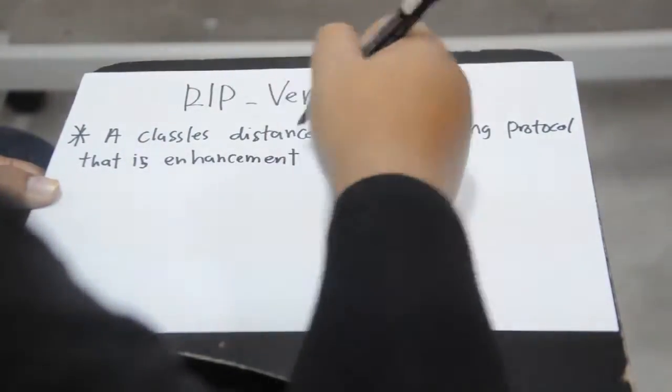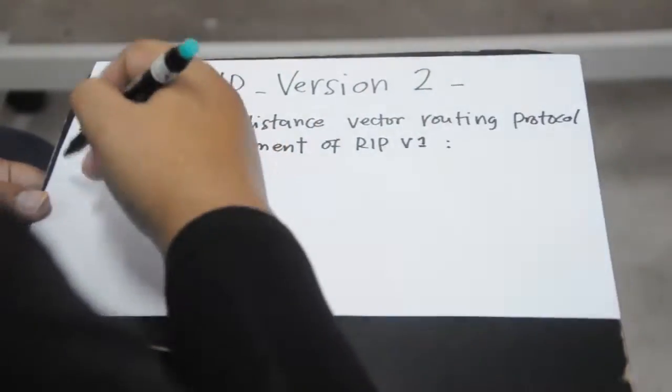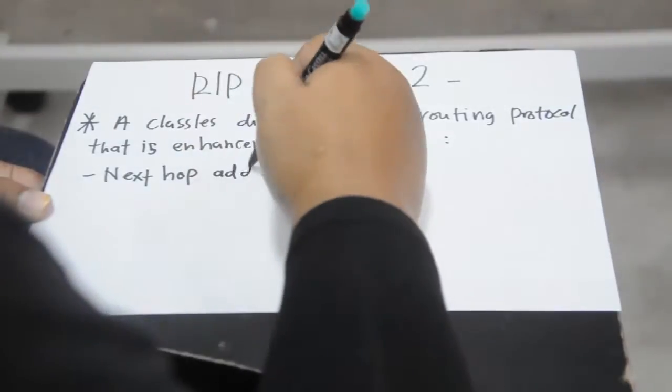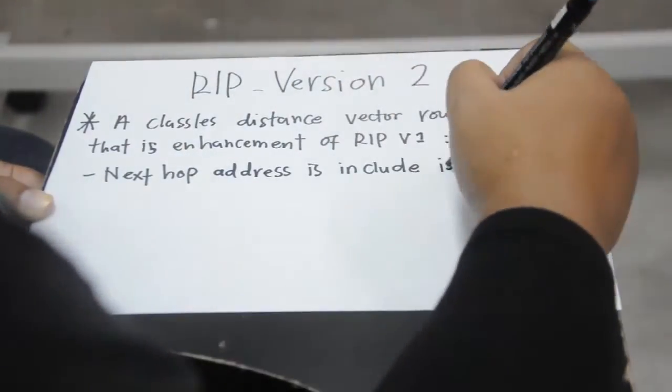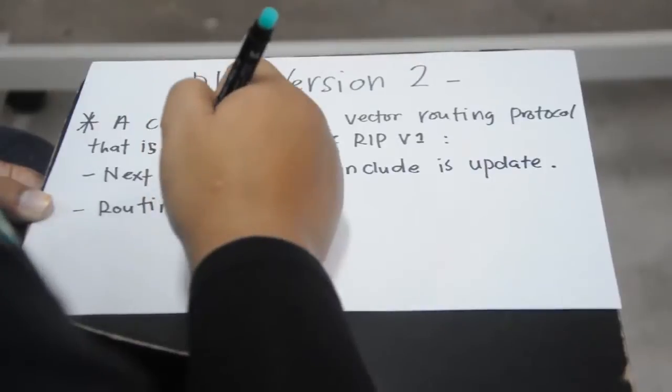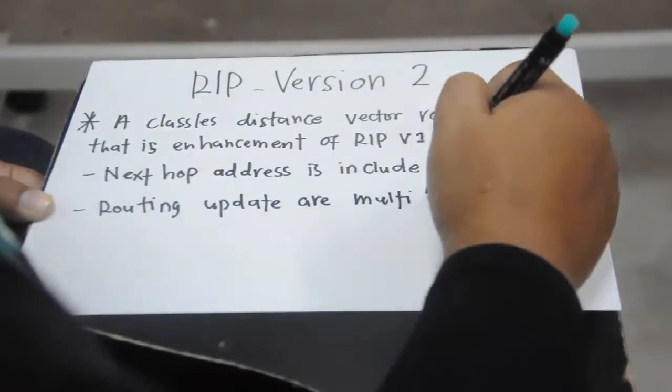RIP 2, a classless distance vector routing protocol, is an enhancement of RIP 1's features. Next hop address is included in updates. Routing updates are multicast. The use of authentication is an option.